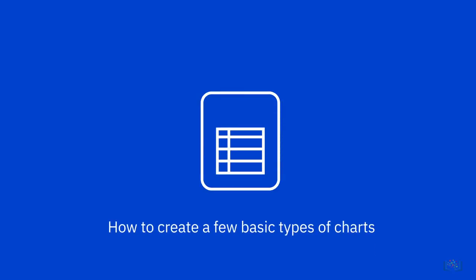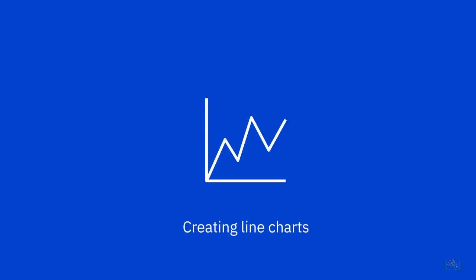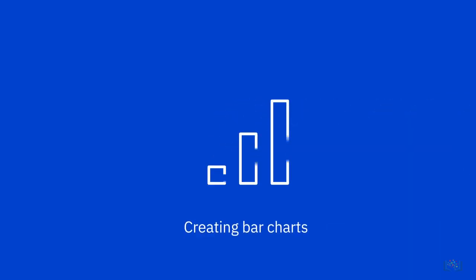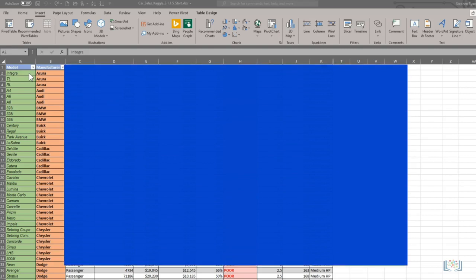In this video, we'll look at how to create a few basic types of charts in Excel. We'll first create line charts, then pie charts, and lastly, bar charts. First, let's start with line charts.